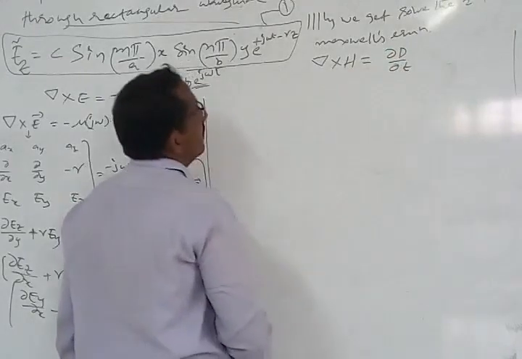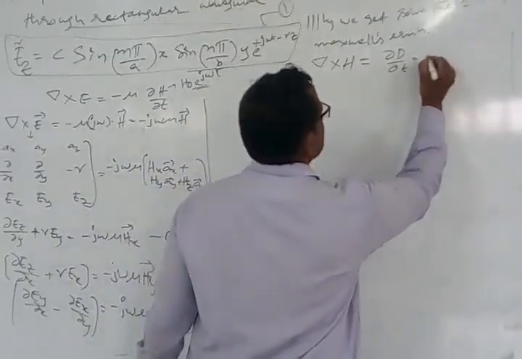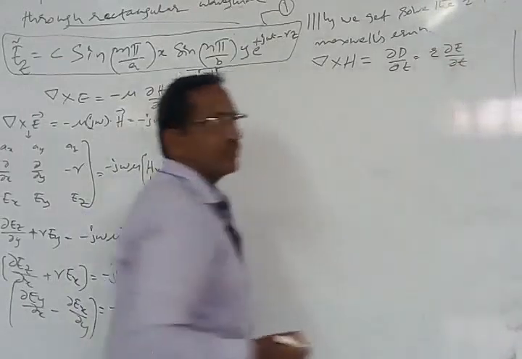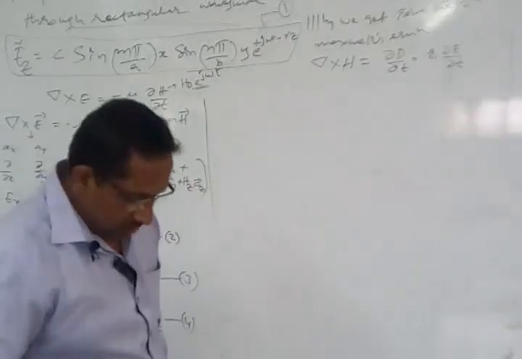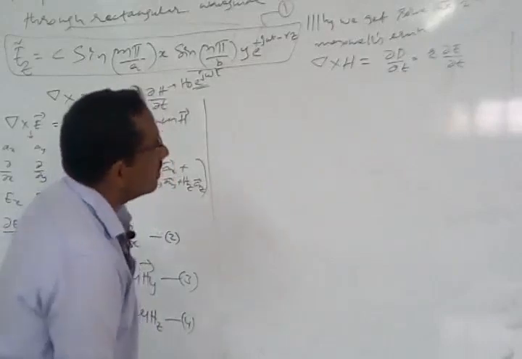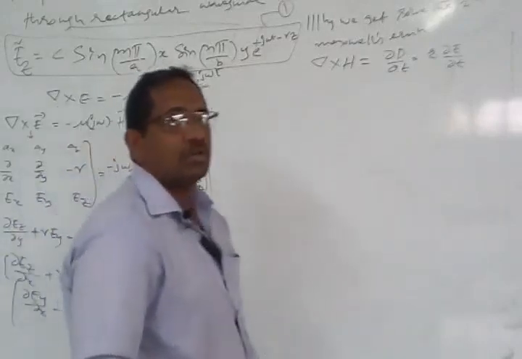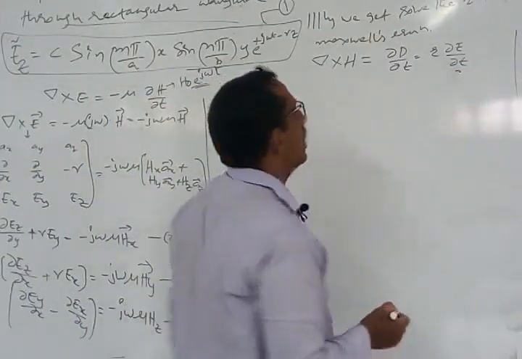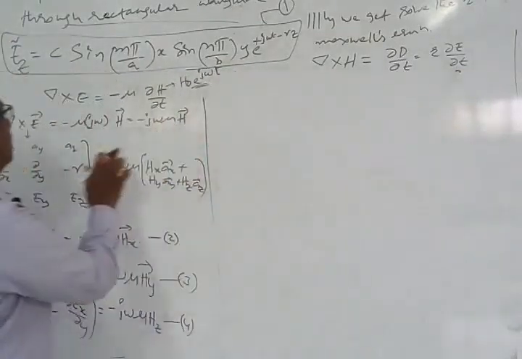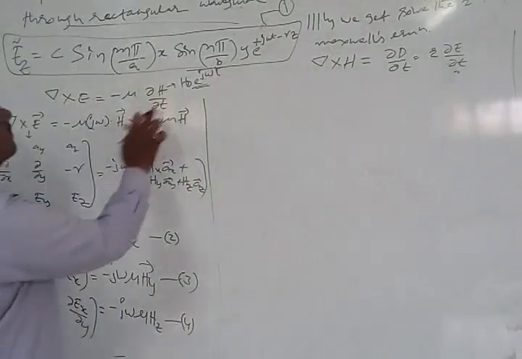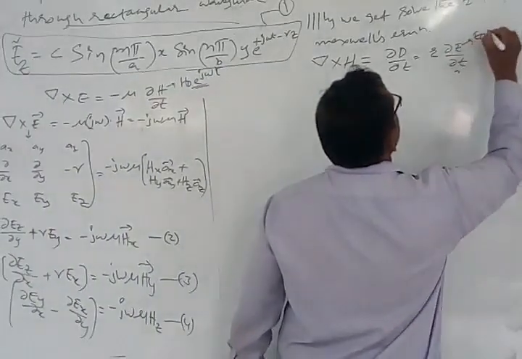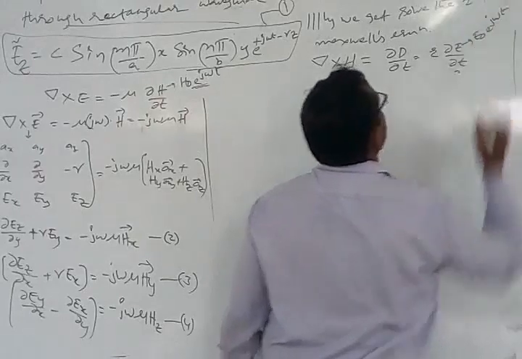So what is D now? I can write this as something like epsilon dou E by dou t. E is equal to, what can I write E as? E is equal to E naught into e power j omega t. That means with respect to time, similar to the previous one, I can replace E with E naught into e power j omega t.